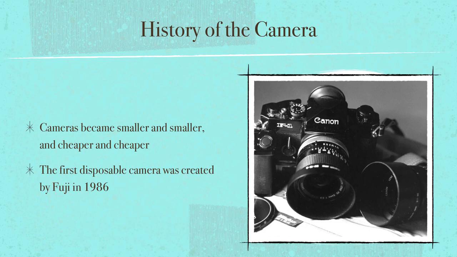The first disposable camera was created by Fuji in 1986. These are the ones that you can grab at the drugstore and take your 24 pictures, and then take the camera back and get the images printed out. And actually, it's a misconception that it's a disposable camera, because Fuji really tries to recycle the cameras after you use them. So it's really a one-time use camera that they will recycle.